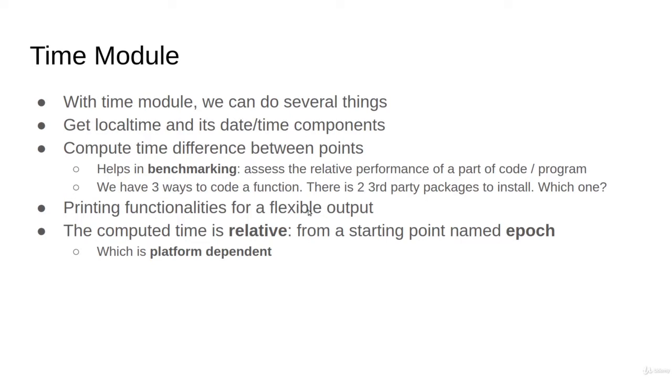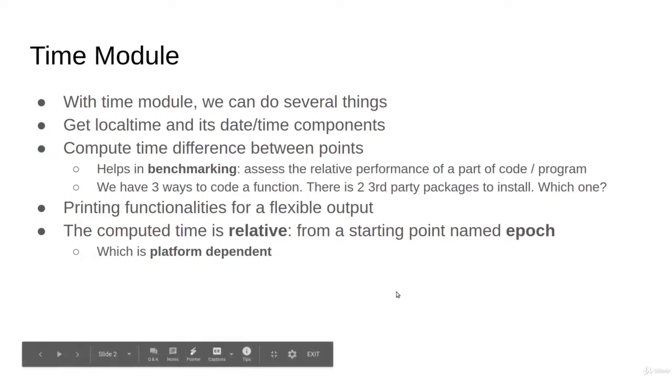There is some flexible functionality in printing. The computed time here is relative, by the way. It is from a starting point we name epoch. So what is epoch? Epoch is a specific date, as we will see, and we compute the time relative to it. Because if I told you that the current time is 10 hours, 10 hours is relative to what? So this is what we call the epoch. It's a very specific starting point, and it is platform dependent.